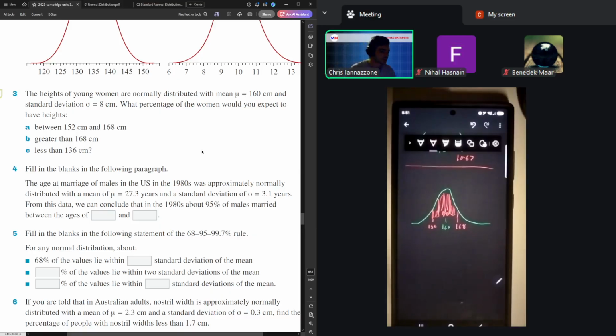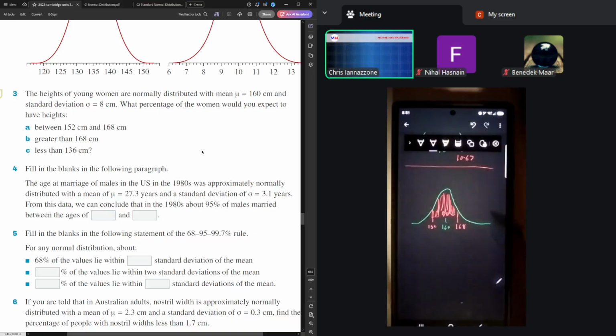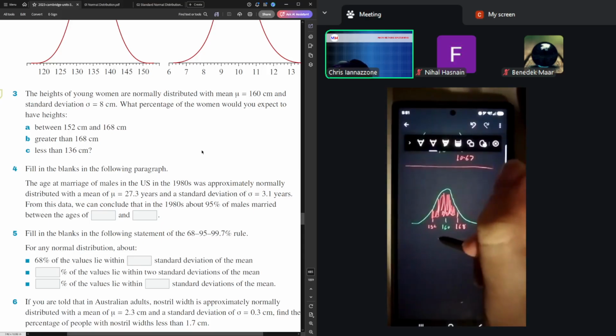So how are we going to do it? Well, we need to know what 152 and 168 mean in terms of standard deviations. If our standard deviation is 8, then 152 centimeters puts us one standard deviation to the left. That's 160 minus 8. And 168 is even easier to spot. That's going to be one standard deviation to the right. So this is effectively plus minus one standard deviation.